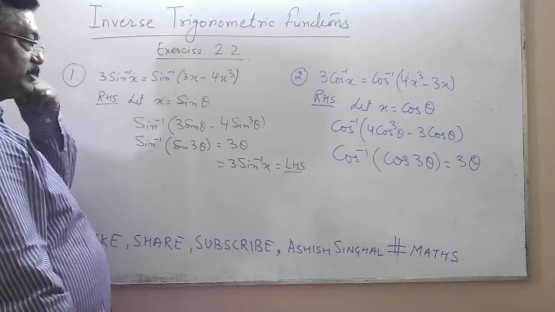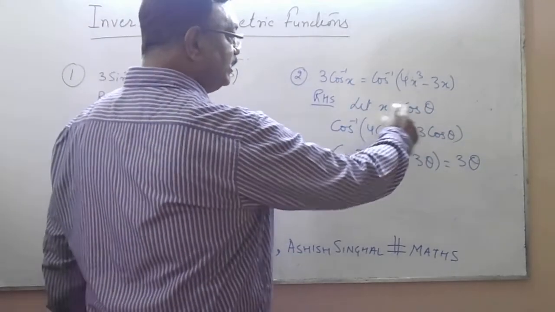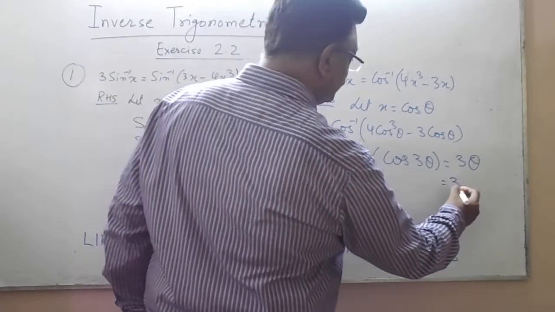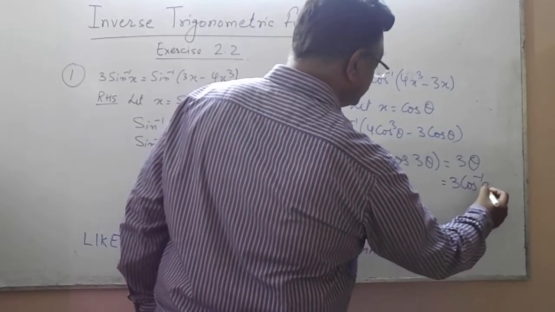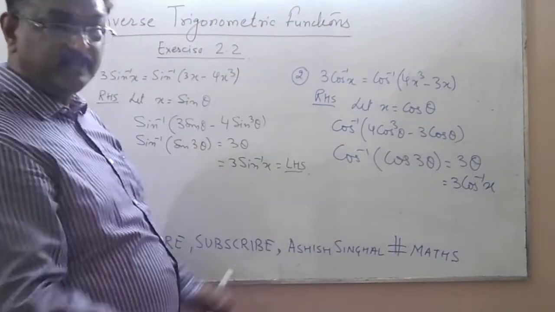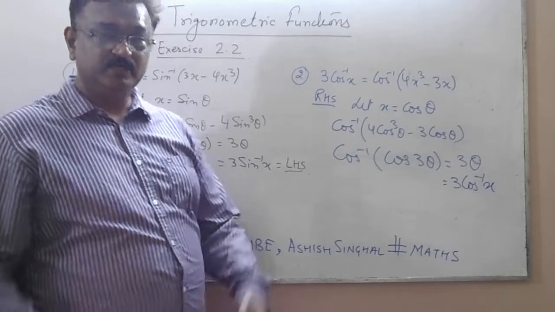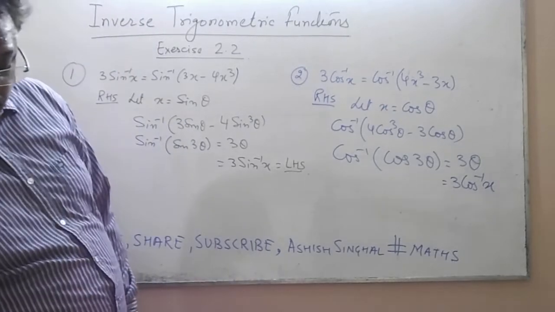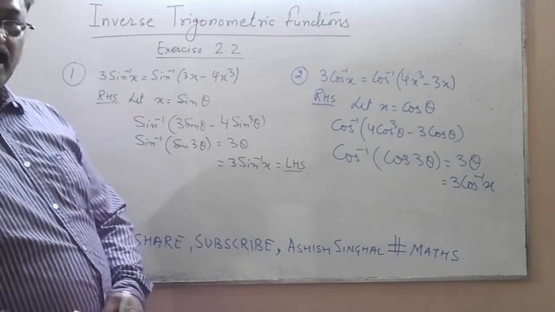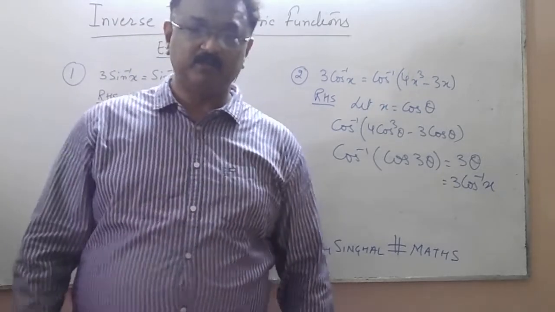Like in the first question, here the value of theta is cos inverse x, so this becomes 3 cos inverse x. So friends, you have seen that the questions are not very difficult. They can be simplified by doing a right substitution. Now, let's take up question number 3.